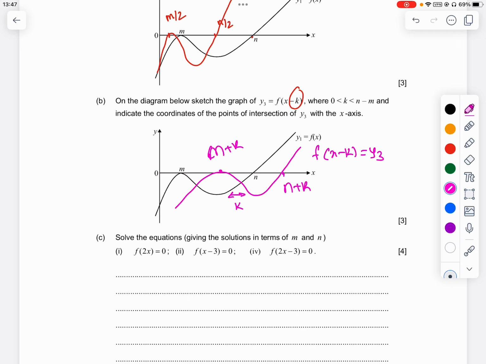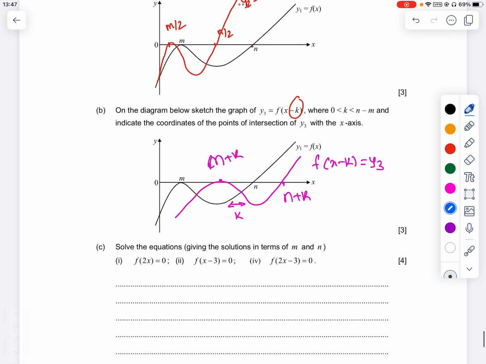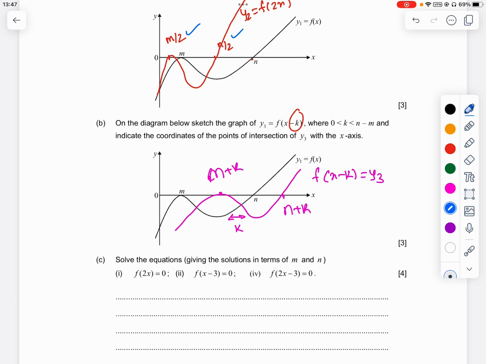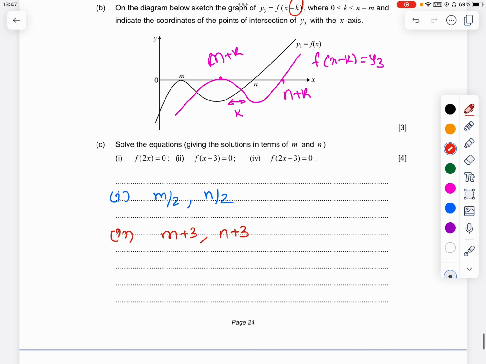Solve the equations. F of 2x equals to 0. Just now we have came to know that it should be m by 2 and n by 2. First one is m upon 2 comma n upon 2. Then next one, x minus 3 equals to 0. So m becomes m plus 3 and n becomes n plus 3. F of 2x minus 3.